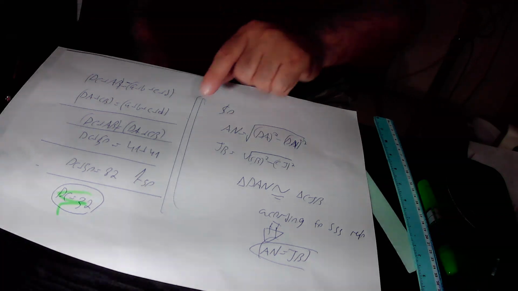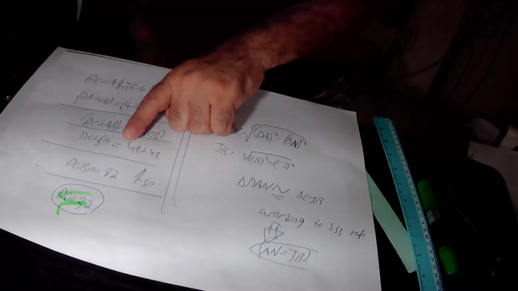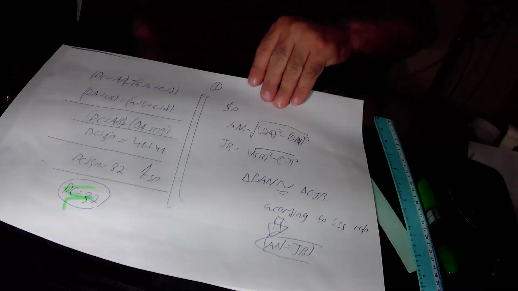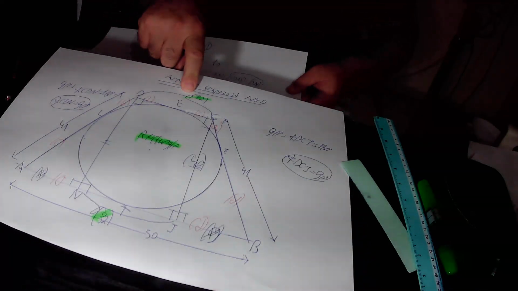Here we subtracted 50 from this equation. And found out that 82 minus 50 is 32. So DC, the missing side DC, equals 32 units in its length.